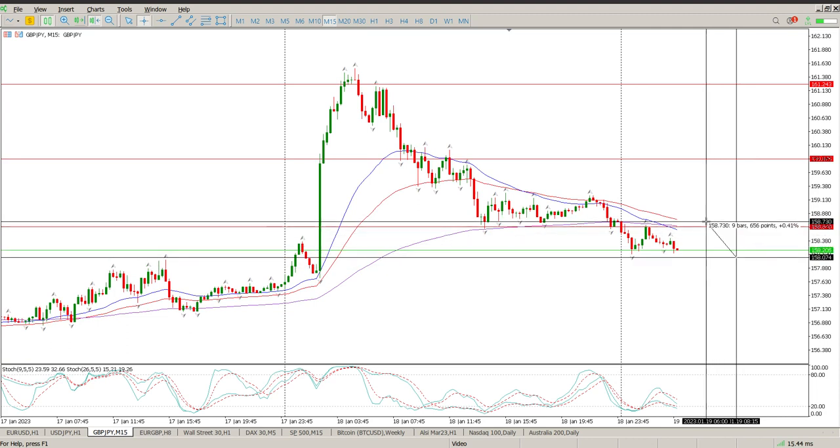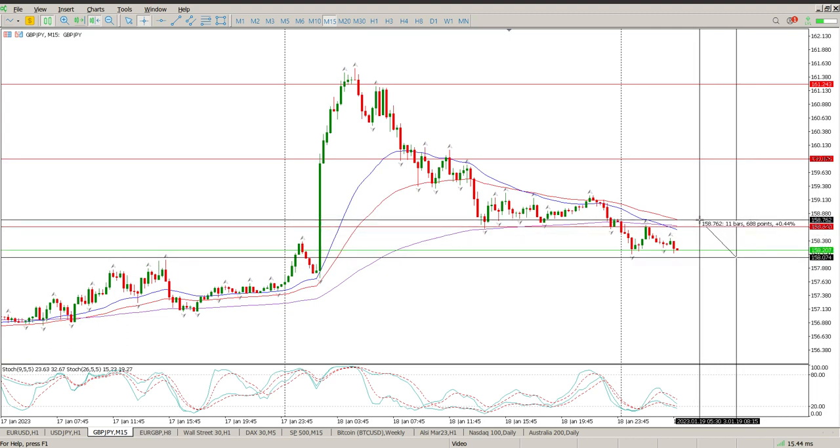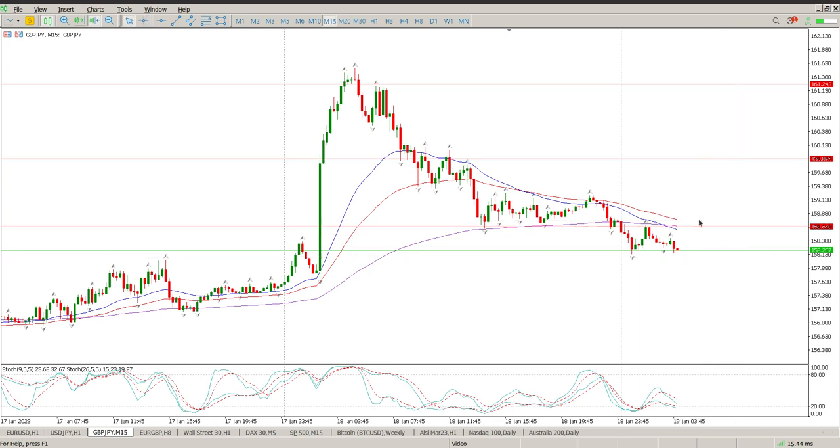And look at the stop, pretty steep stop loss. So that is a 700 point stop loss. But anyway, keep your position size small and you will gain some gains here.